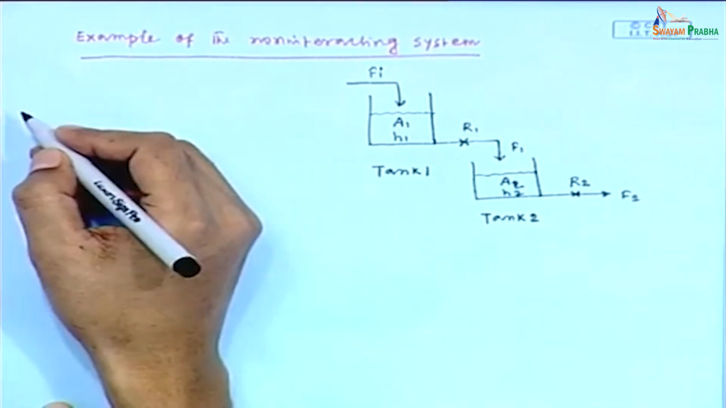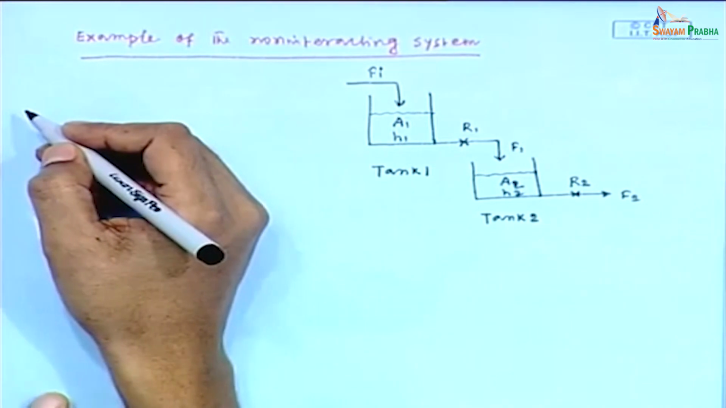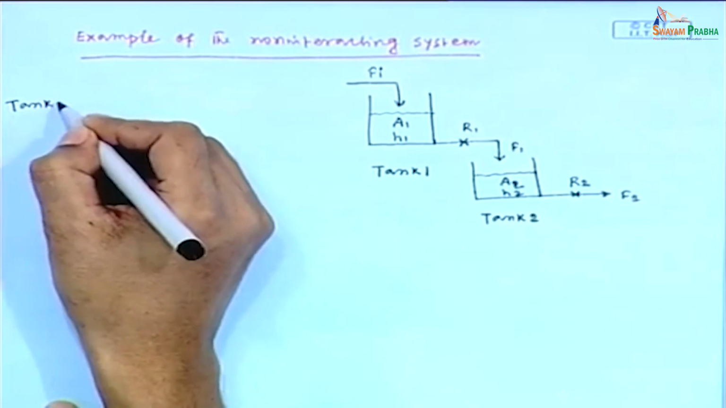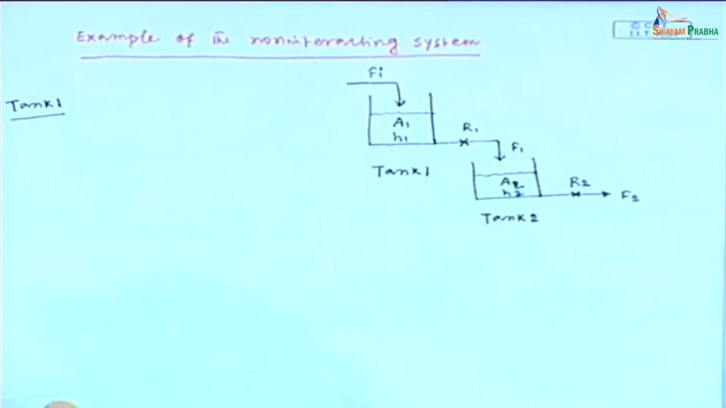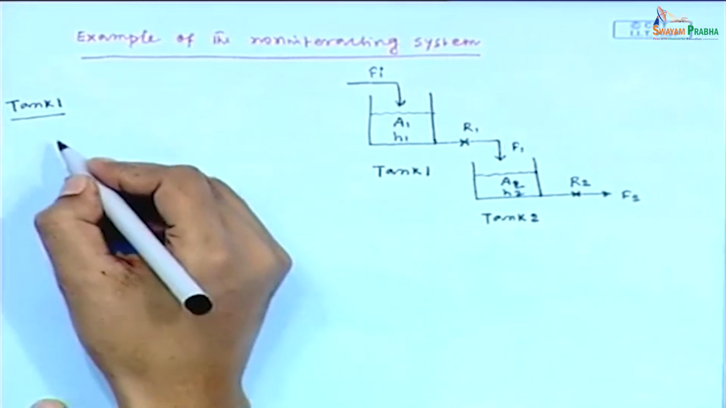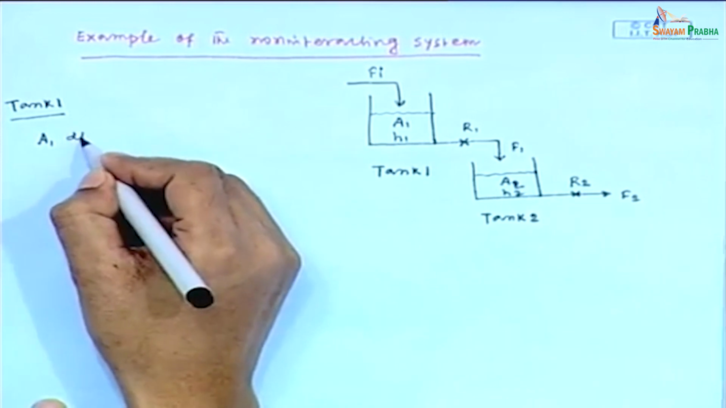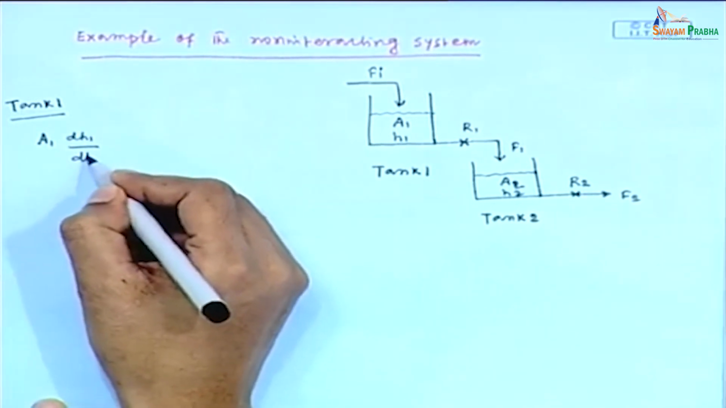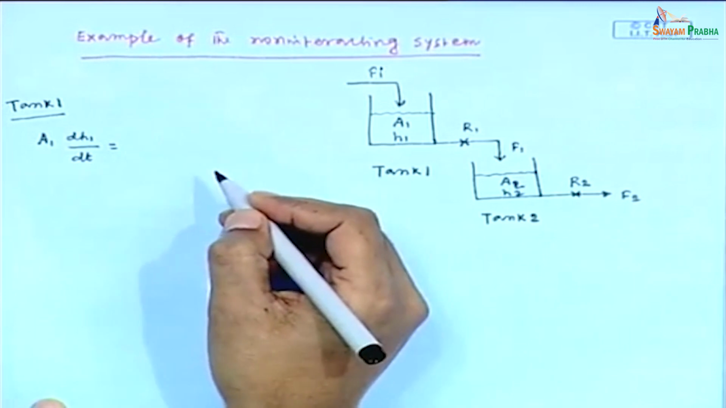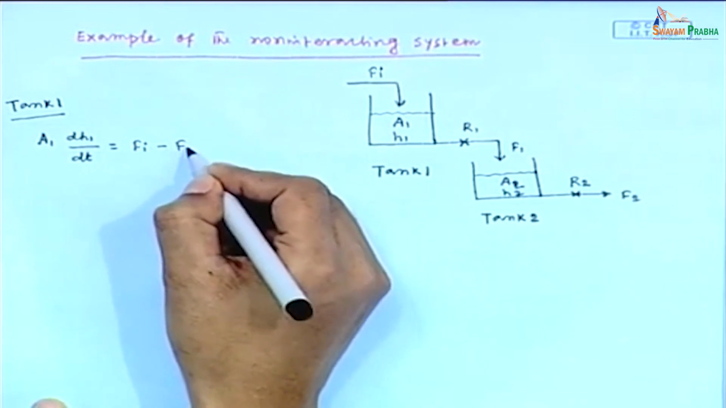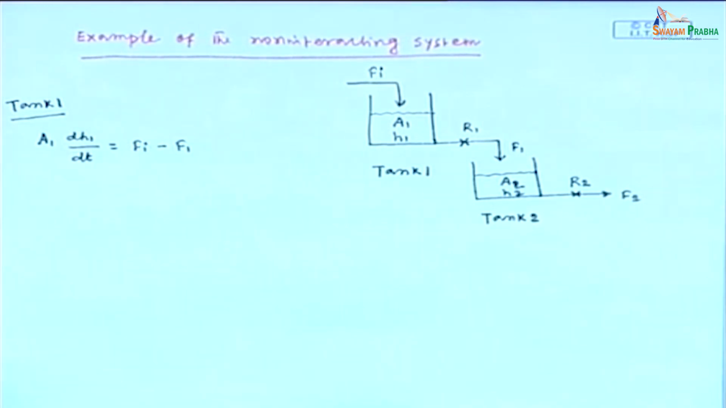Now, what are the modeling equations for these two tanks? If we consider tank 1, the modeling equation is A1 dH1/dt equals input flow rate, that is Fi, minus output flow rate, that is F1. This is the modeling equation for tank 1.